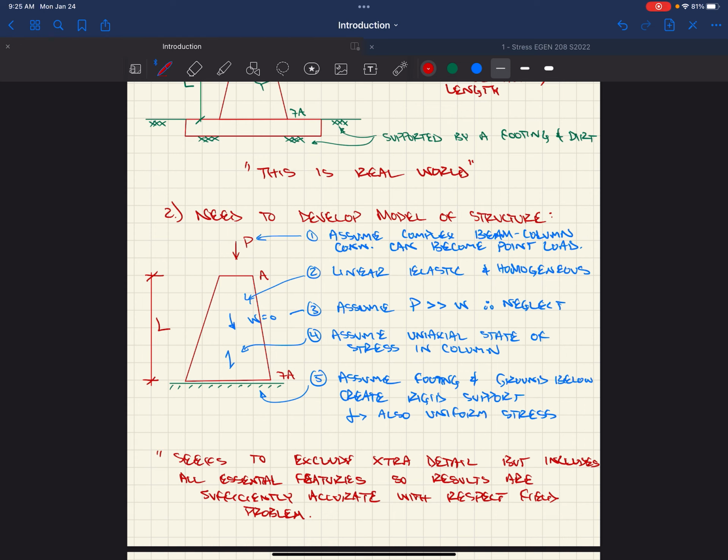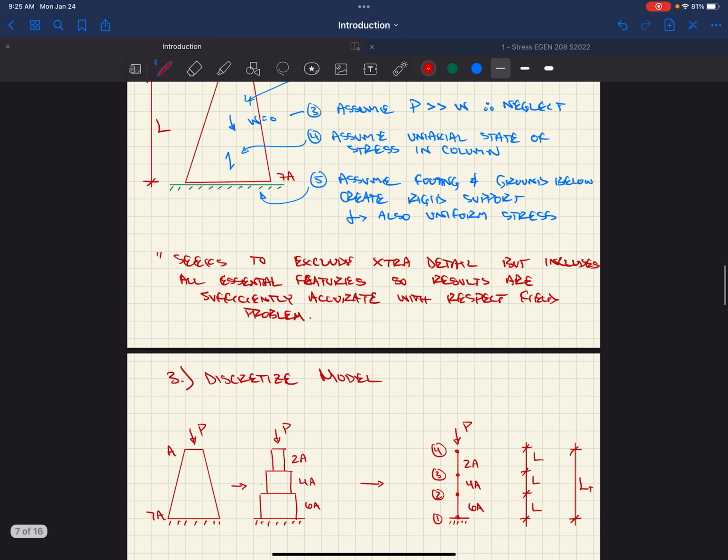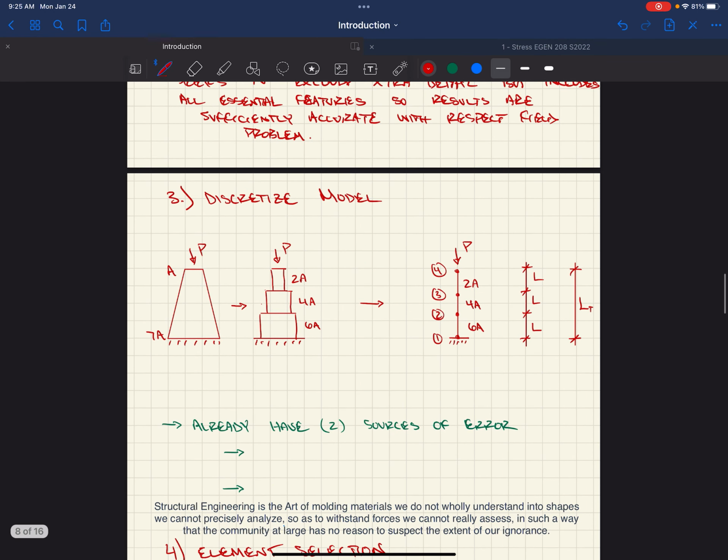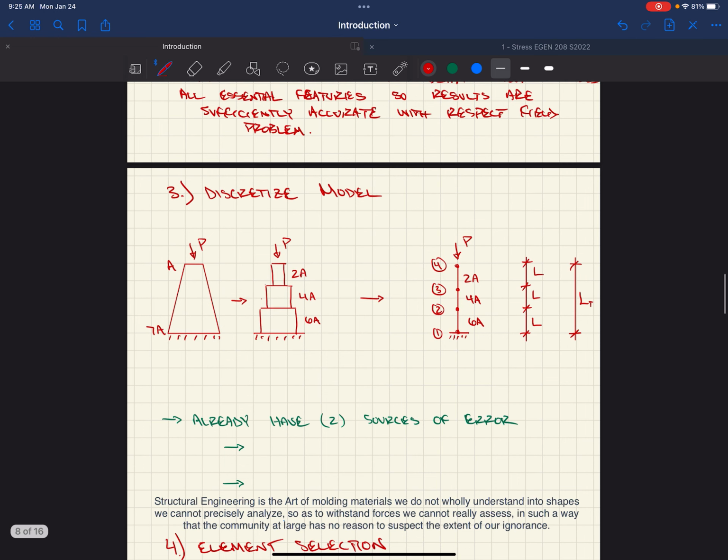So we took the real world, we simplified it, came up with a model, and now we're going to take that model and discretize it. We're going to separate it into finite regions so that we can analyze it via the finite element method. So we're going to divide our taper into a series of prismatic elements.